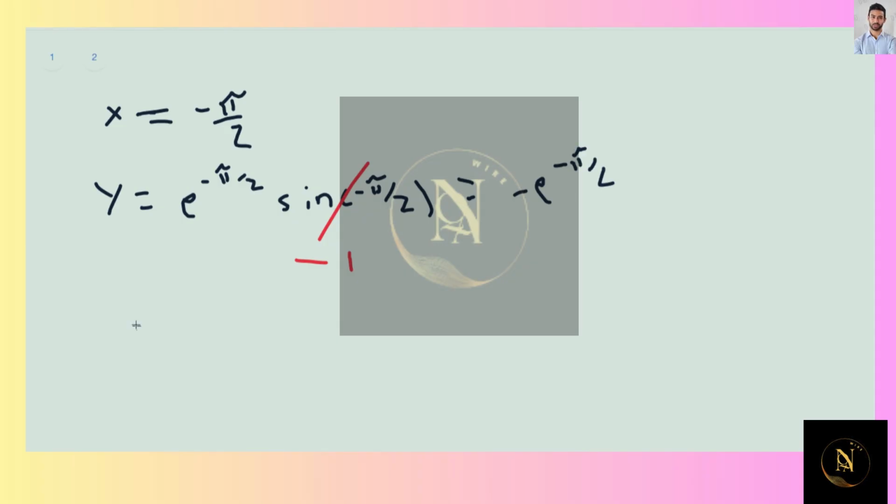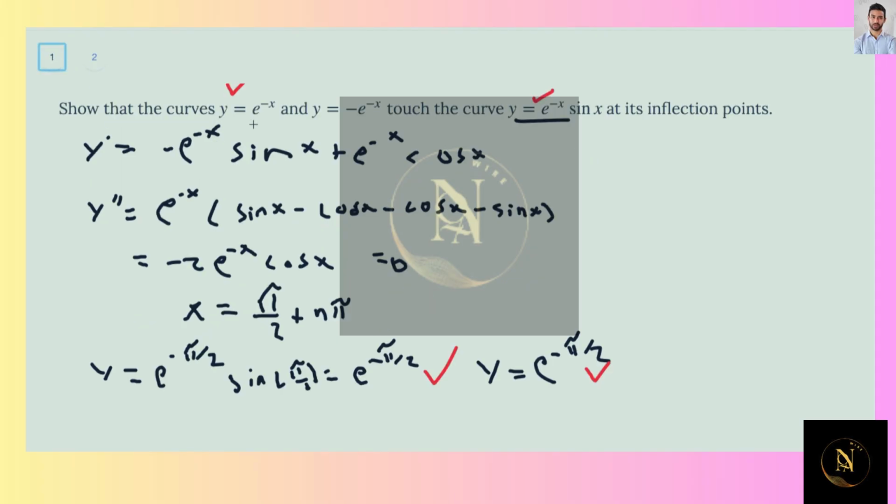And now this is much simpler. So for the y equals negative e to the minus x, well, we just plug in negative pi over 2, so we get negative e to the negative pi over 2. So we've just proven that these two curves touch the curve at the inflection point.